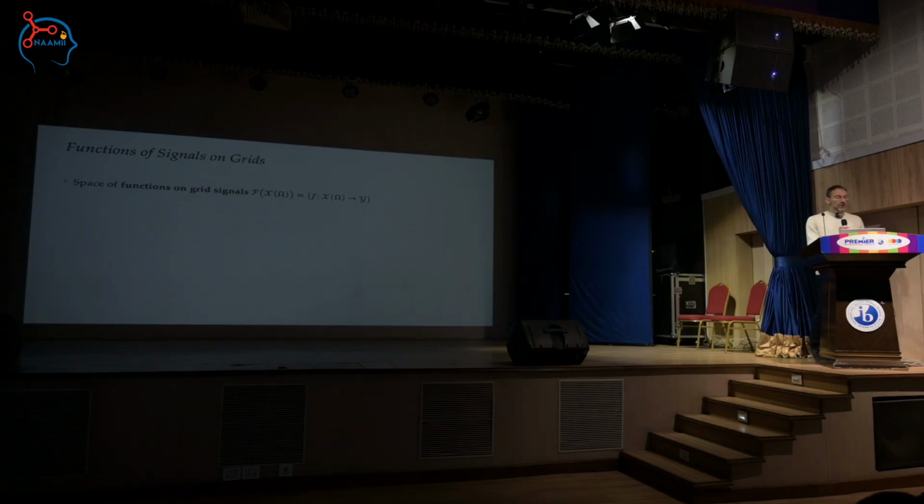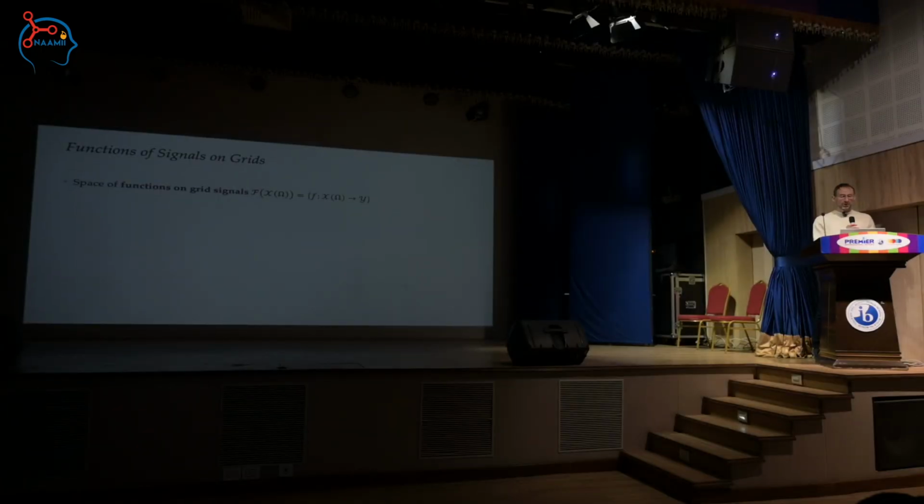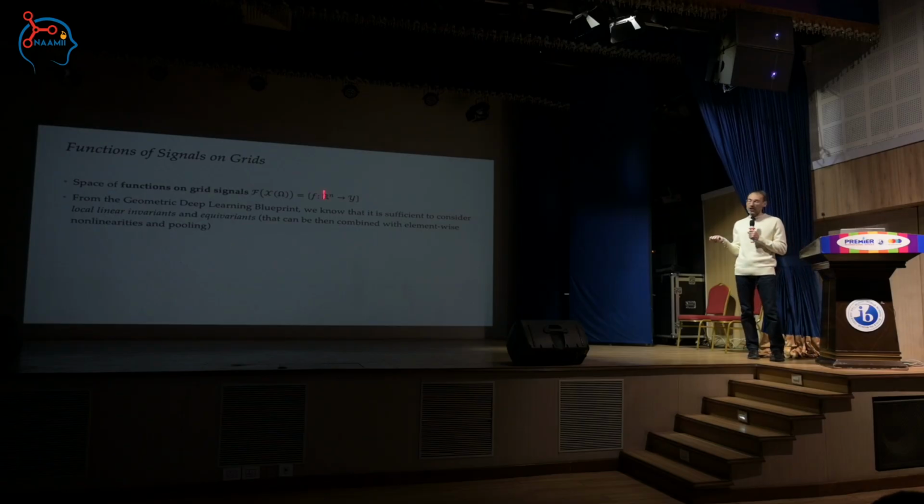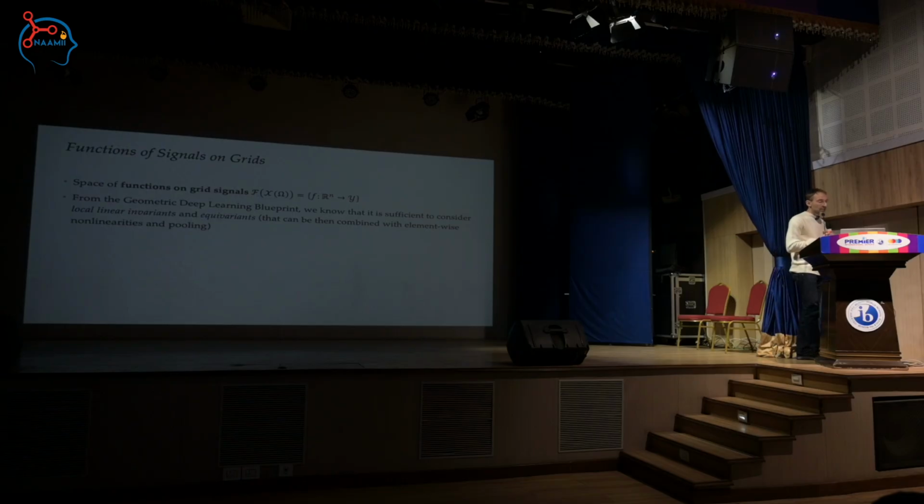Now, we are interested in functions of signals on grids. So this will be basically our design of convolutional neural networks. We can represent them as functions that take as input vectors in R^n. These are signals on the grid, and then produce some kind of label. So we have already seen in the previous lectures that in the geometric deep learning blueprint, it is sufficient to consider local linear invariants and equivariants. They can then be combined with element-wise nonlinearities and pooling.